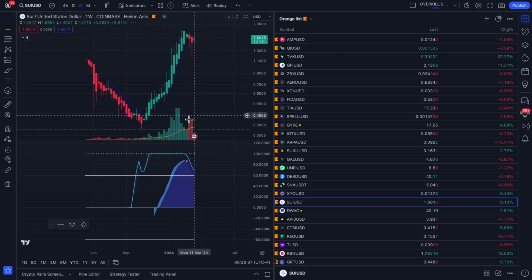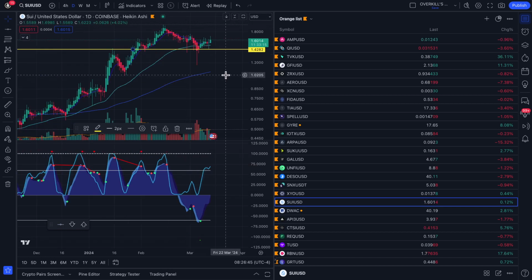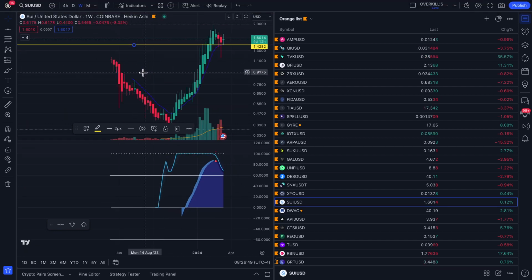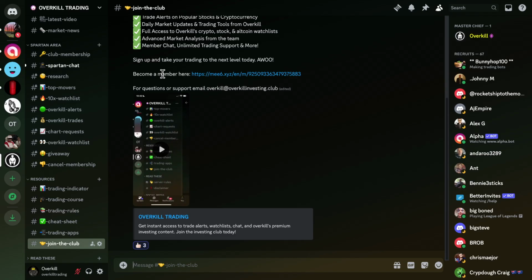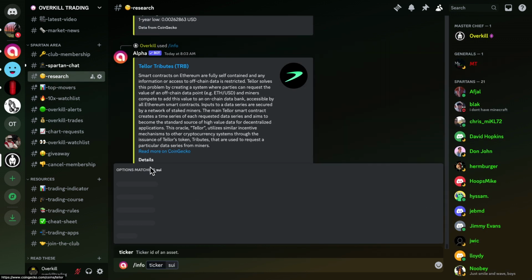Stop loss is 0.012. Sui, nice little doji this week. Not a bad little doji candle. Okay, daily, bouncing right on the 50 there. This one don't look bad for like a momentum trade. Okay. Sui, SUI is what this one's called. What's the market cap of this here?